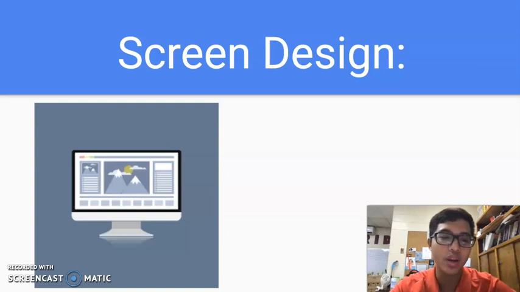Screen design. Screen design is the way in which information is presented on the actual screen. Is the information presented just words? Does it also have pictures or videos or animations? Or is it just visuals itself? Is there too much information on the screen or too little?